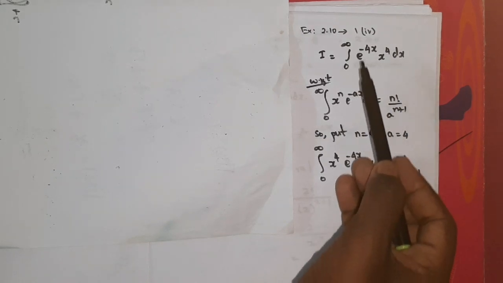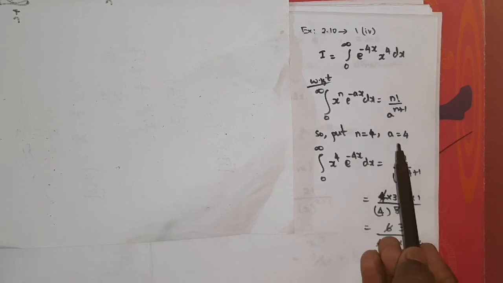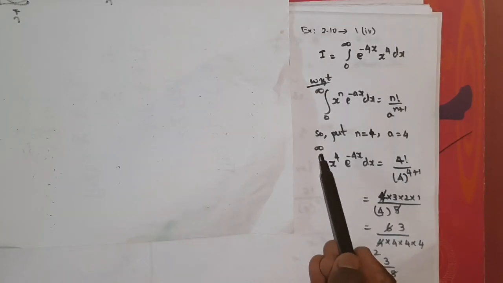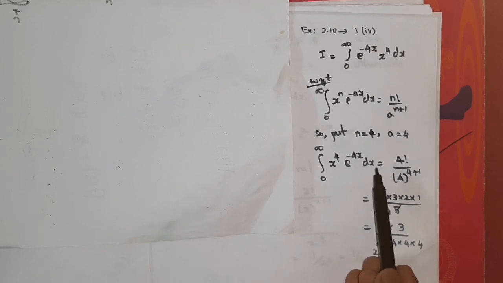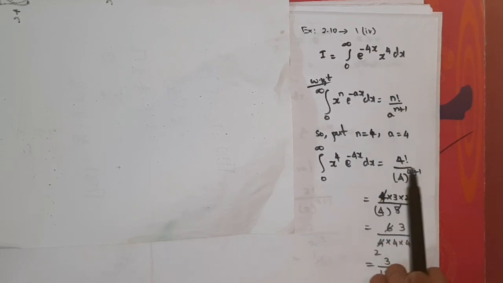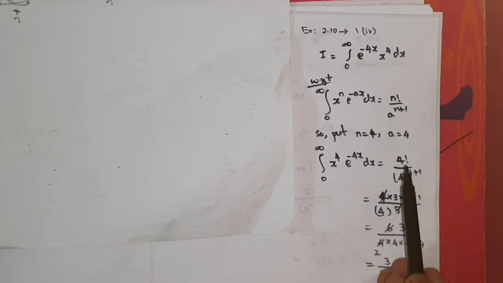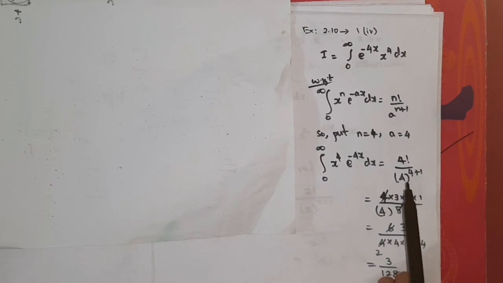And e power minus ax with e power minus 4x. So a value is also 4. Now take n equal to 4, a equal to 4, apply in the formula. So you get integral 0 to infinity x power 4 e power minus 4x dx equals n factorial, that is 4 factorial by a power n plus 1. So a is 4, so 4 power 4 plus 1. 4 factorial means 4 into 3 into 2 into 1. 4 power 4 plus 1 means 4 power 5.